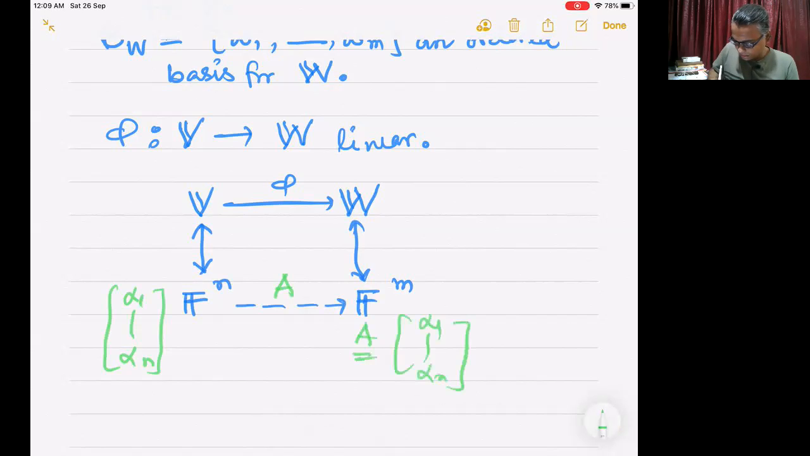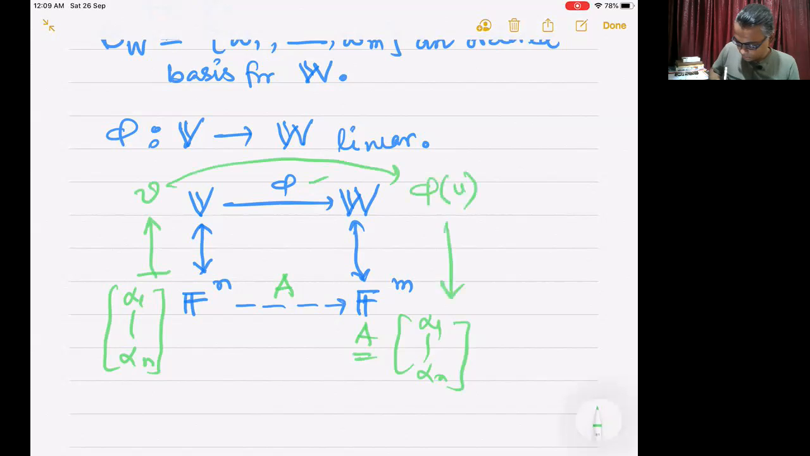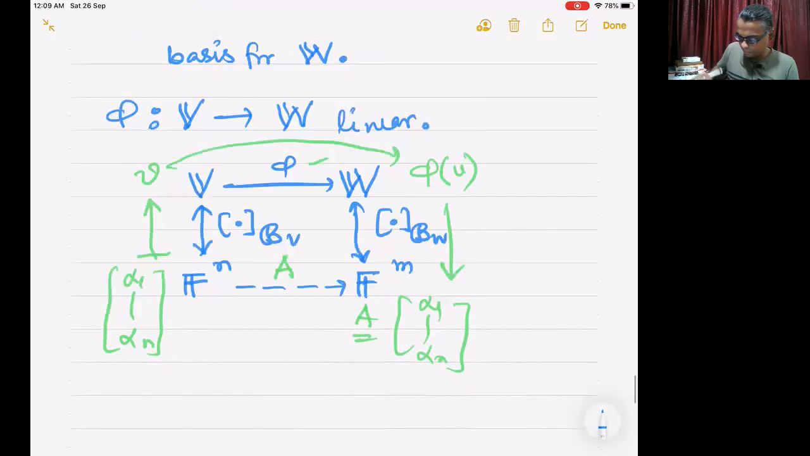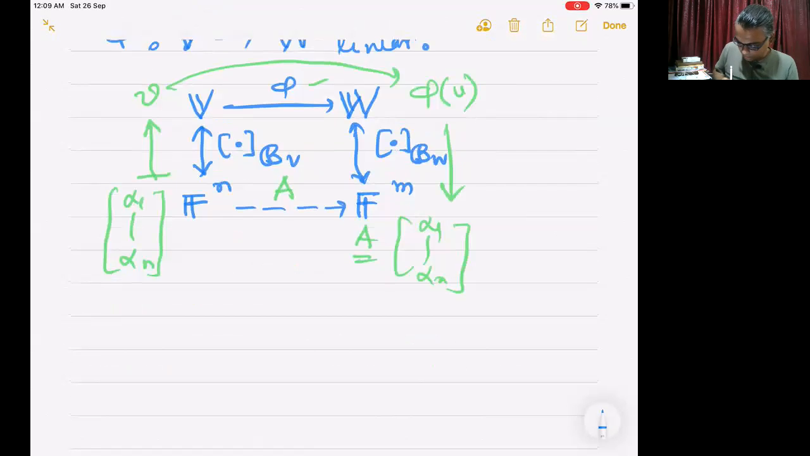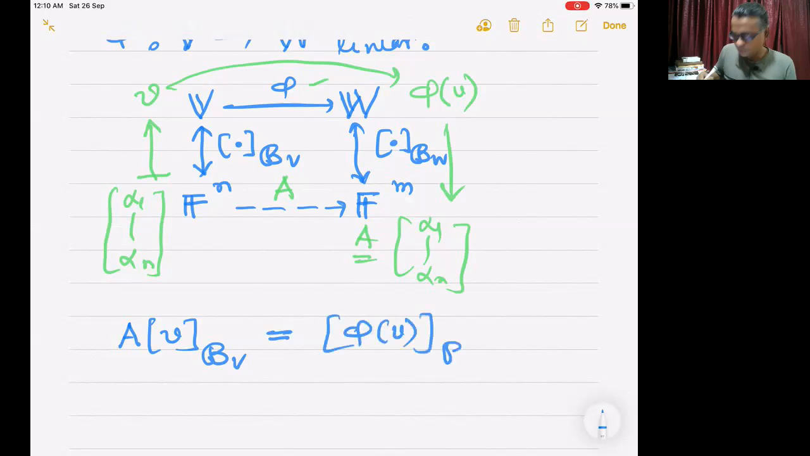If this A has to represent this linear map phi, what does it have to do? This alpha vector must be identified uniquely with a vector v in V. Use phi to come to phi of v, and then use this representation. What was this representation? This representation is via this map, and that representation is via this map. So the equation that they have to follow, ultimately from this commutative diagram, is that A, when it acts on v's representation, must produce phi of v's representation. That was the idea.